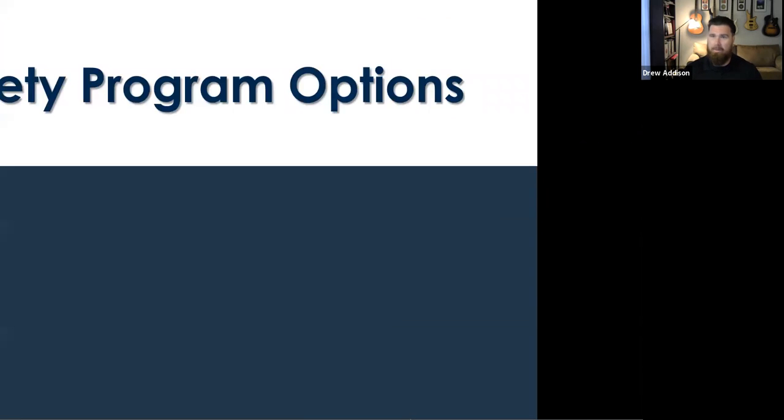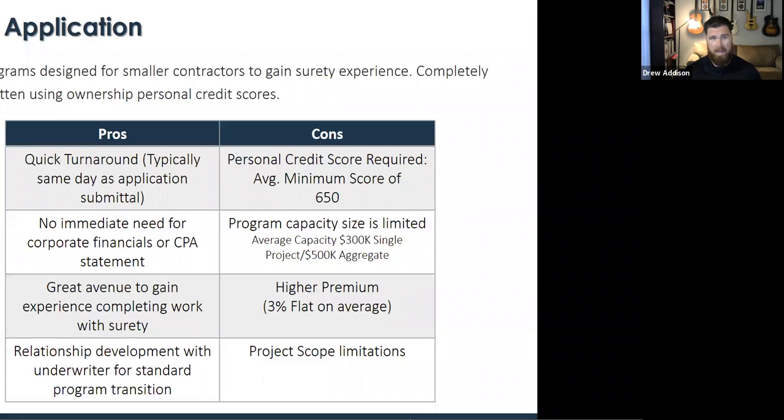There are different levels of surety programs. It starts really with the quick application, and I normally pull this trigger in an emergency situation where it's a small contract, they need it like yesterday. This is based solely on the personal credit score of the owner, right? It's an average minimum score of 650. The program capacity size is pretty limited, right? We're talking about like a $300,000 single, $500,000 aggregate.